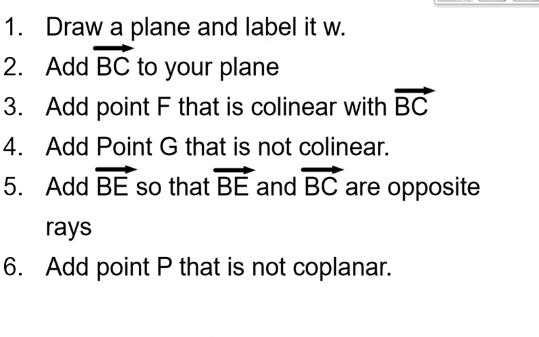Okay, here's your bell work. Draw a plane and label it W. I'm going to get you started. Take the whole area on your Tuesday paper, draw a nice big rectangle, and label it W. Now pause the video, please, and complete exercises 2 through 6.